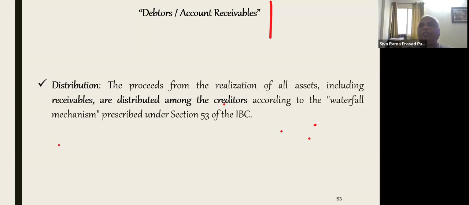Realization of assets does not mean only the physical assets. Particularly during liquidation, uncalled capital is also recovered. If partly paid shares are there, say one share of 100 rupees, the first call, second call and final call are not required. In some companies, share capital by guarantee or unlimited guarantee, all are recovered by the liquidator. And the waterfall mechanism is under Section 53 of IBC.